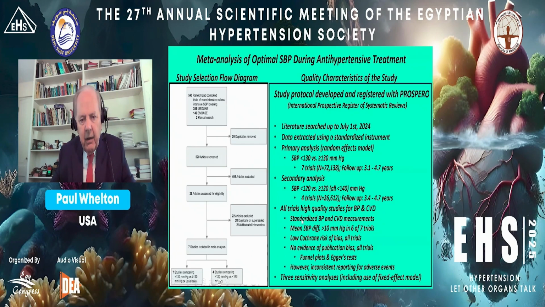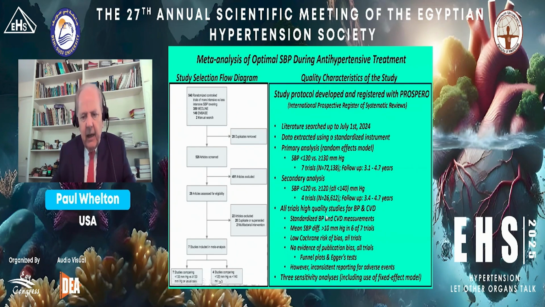All the trials really were of high quality when it came to the major outcomes of interest, blood pressure and cardiovascular outcomes. The mean difference in systolic blood pressure was substantial in almost all of the trials, more than 10 millimeters of mercury in 6 of the 7 trials. There was a low Cochrane risk of bias for all of the trials, and there was no evidence of publication bias. On the other hand, when it came to adverse events, these were not collected very carefully, and they were pretty inconsistent, and I would say of poor quality.